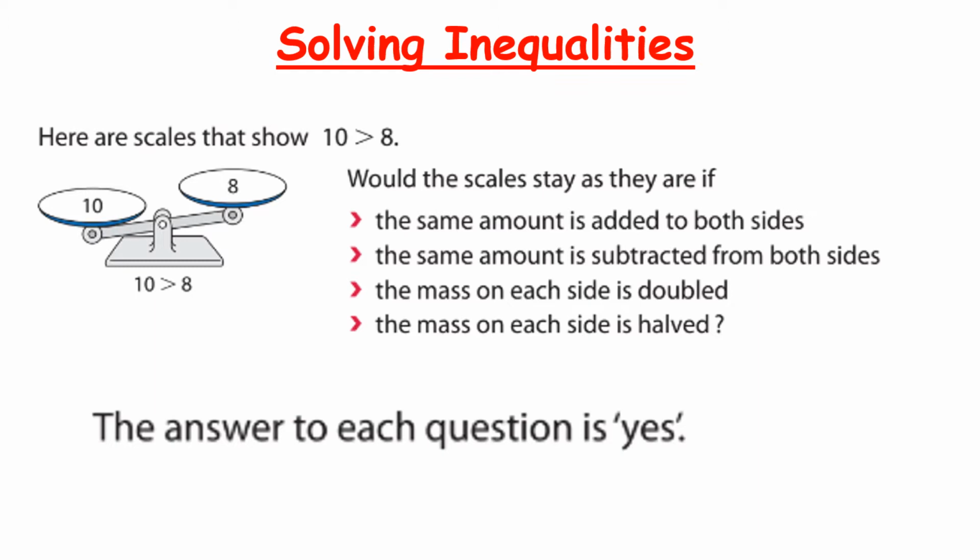Would the scales stay the same if the same amount is added to both sides? Yes. If the same amount is subtracted from both sides? Yes. The mass on each side is doubled, multiplied? Yes. Or the mass on each side is halved? Yes. So actually, this idea of balancing stays true for inequalities even though we don't necessarily have a balance to begin with. The reason for that is because if the scales are off balance, keeping the same thing happening to both sides will keep that off balance the same the whole way through.